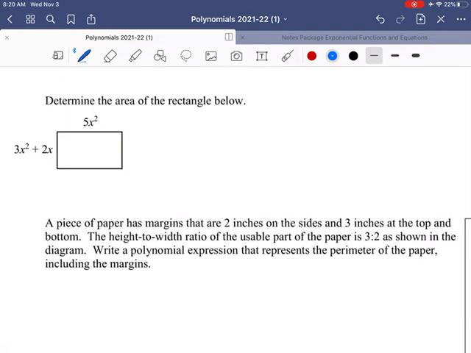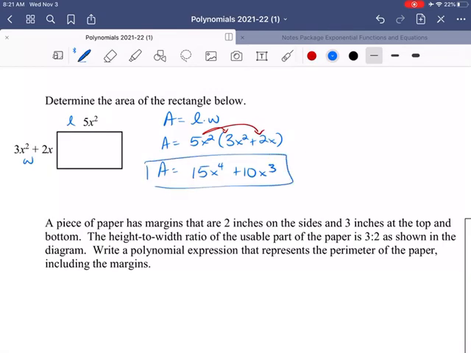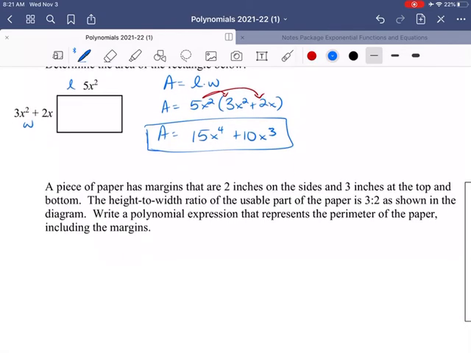Determine the area of the rectangle below. Well, area is the length multiplied by width. And if this is the length and this is the width, the area is 5x squared multiplied by 3x squared plus 2x. Now let's use the distributive property. 5x squared multiplied by 3x squared is going to be 15x with an exponent of 4. And then 5x squared multiplied by positive 2x is going to give me positive 10x cubed. So the area is 15x exponent 4 plus 10x cubed.